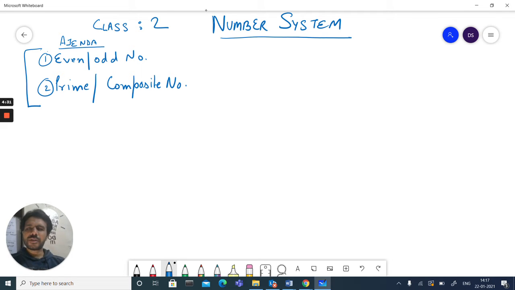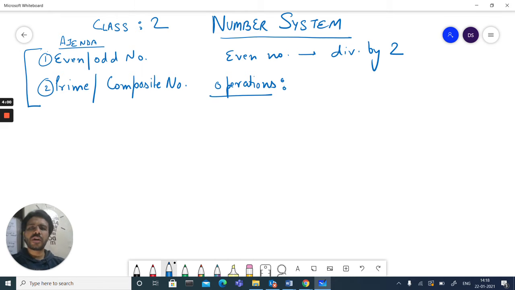Now, when you talk about even and odd numbers, I think every one of you knows that an even number is one which is divisible by 2, and an odd number is one which is not divisible by 2. So that's a very simple definition. But when it comes to CAT, obviously he will not simply give you 24 and ask whether it's even or not. What happens is they talk about a few operations within even and odd numbers. So let's focus on the different operations you can have with even and odd numbers, and we'll also talk about certain questions which came from this area.